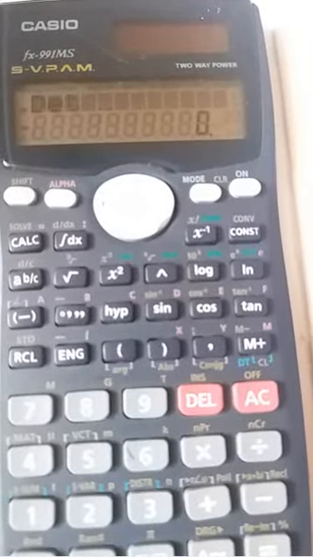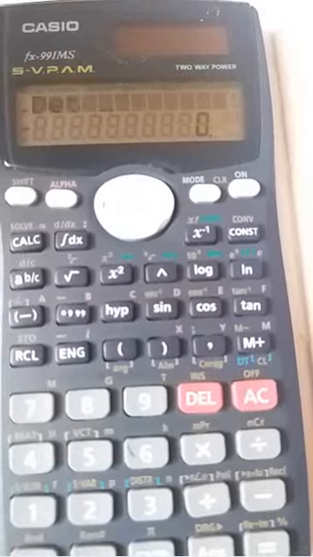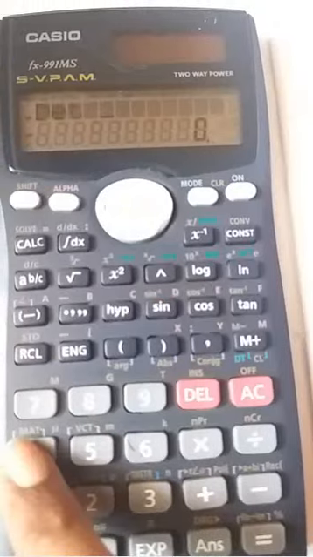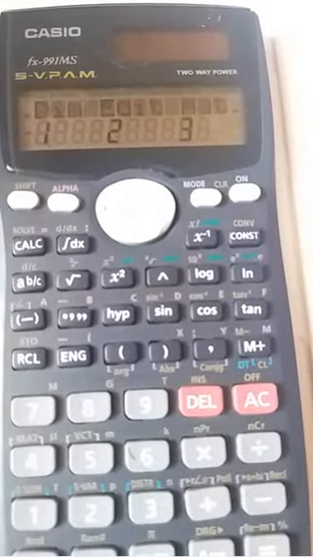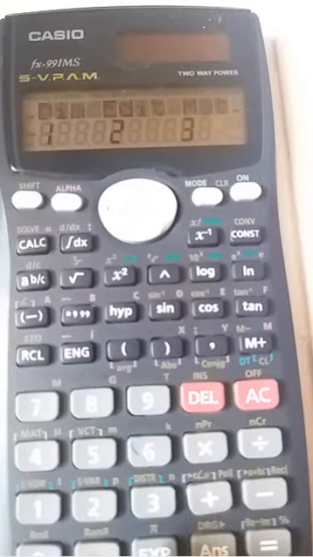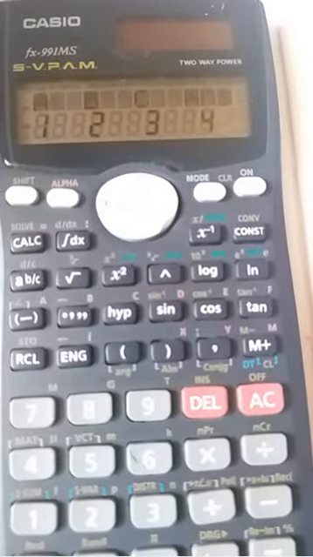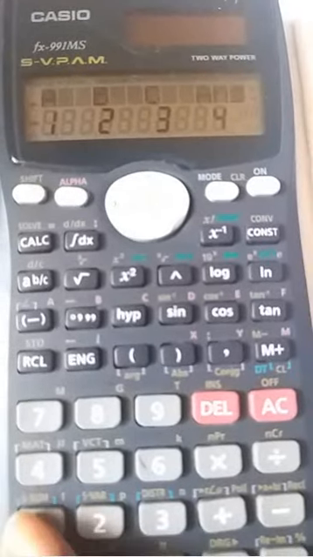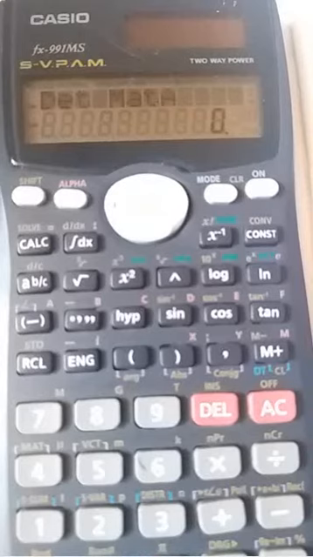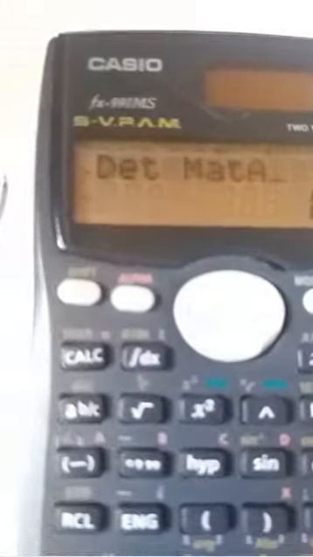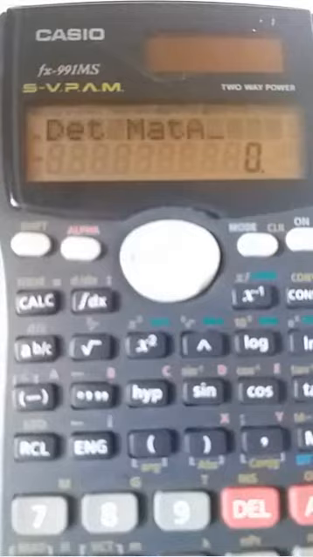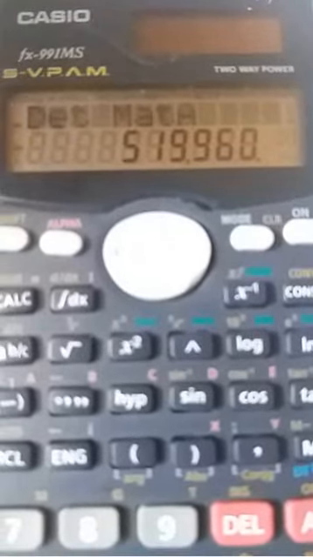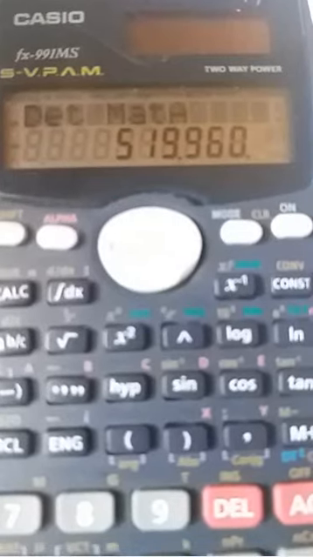So in order to get mat after your determinant, again press shift 4. Now in that, the mat option is number 3, right? So press 3 and then press 1 because we have fed the values in matrix A. So now you got determinant of mat A in your display. Now press the equal to sign. So you will be getting 519960, which is the determinant value of the matrix we have considered.